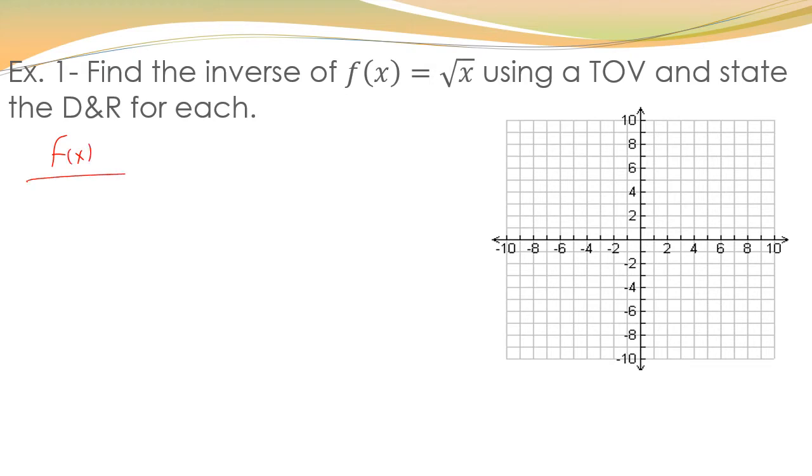And everyone knows, hopefully, or is in the process of learning their parent points for root x: (0, 0), (1, 1), (4, 2), (9, 3). And we can plot those. (0, 0), (1, 1), (4, 2), and (9, 3). And we get an arrow on that end, and that's f of x.